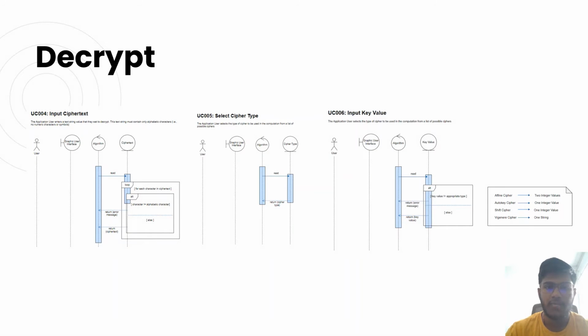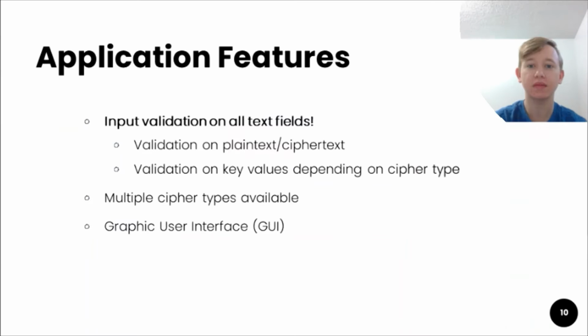These are the reference fields for the decryption use case. The same principle as with encrypt applies to this. When the sequence reaches the input ciphertext reference field, the sequence on the left-hand side is activated. When the sequence reaches the select cipher type reference field, the sequence in the middle is activated, and so on.